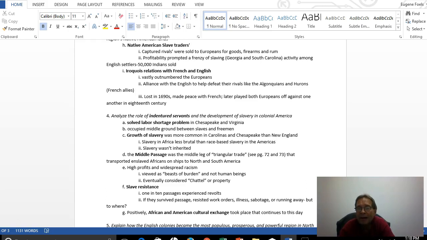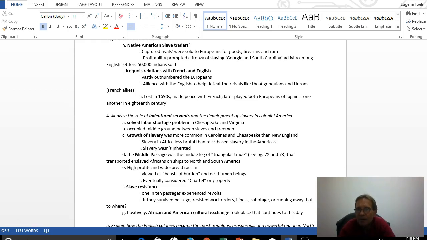Slavery will become more common in the Carolinas because of the type of economy. The plantation economy will come to dominate there, and the slave trade will become a very important part of existence in those colonies. The Middle Passage is the middle leg of the triangular trade that exists. Those page numbers are from the old textbook. Don't worry about that. It is talked about.